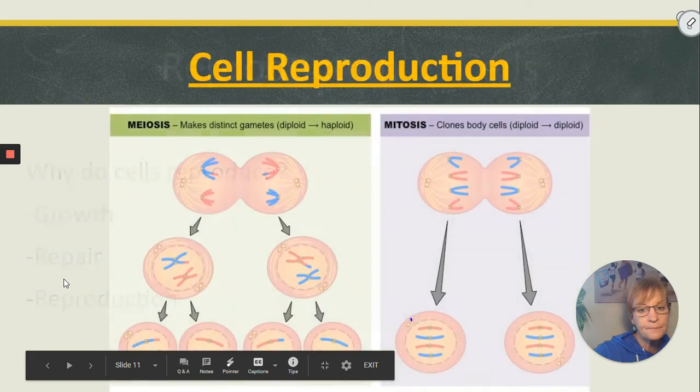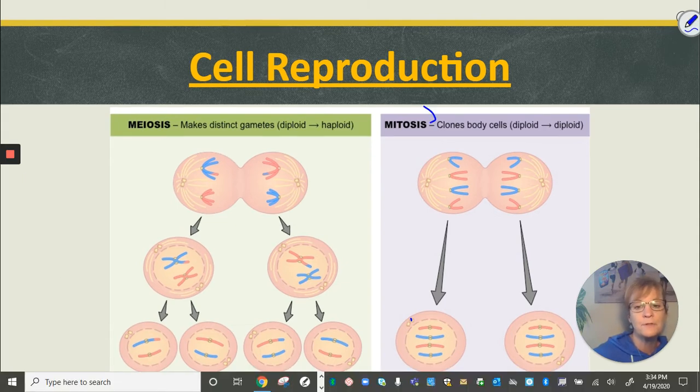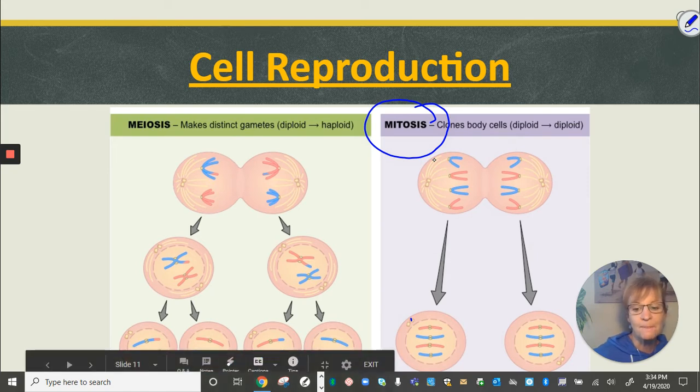There are two ways that cells divide, and almost all of your cells reproduce by this process of mitosis. Mitosis makes an exact copy of the cell. So you can see from this picture over here, you have got an exact copy.